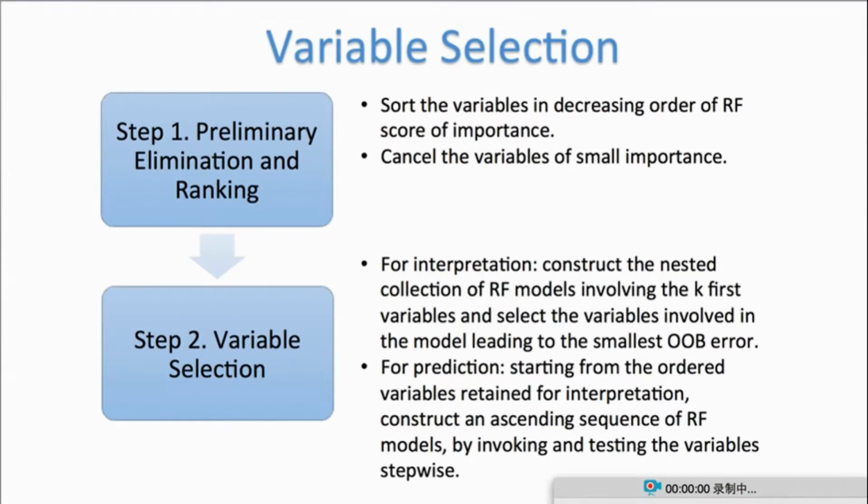Next, I'm going to talk about the variable selection method proposed by this paper. There are two objectives of variable selection. One is to find all the important variables for interpretation.